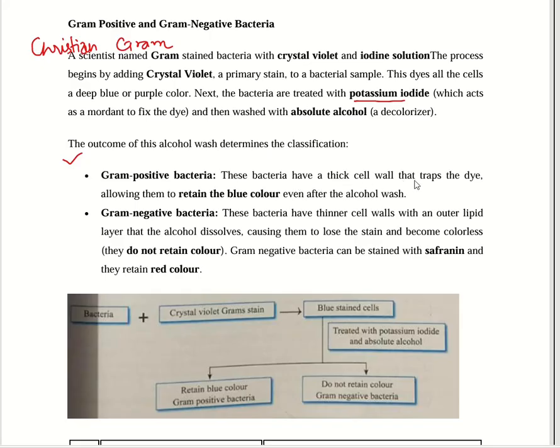If the bacteria have a thick cell wall that traps the dye and retains the blue color even after the wash with alcohol or acetone, then we can determine that we are working with gram-positive bacteria. In the same case, if the absolute alcohol, that is the decolorizer, completely causes the loss of the stain color, that is, it becomes colorless and does not retain the color, then we can determine that we are dealing with gram-negative bacteria. Gram-negative bacteria can be stained with safranin and they retain red color.